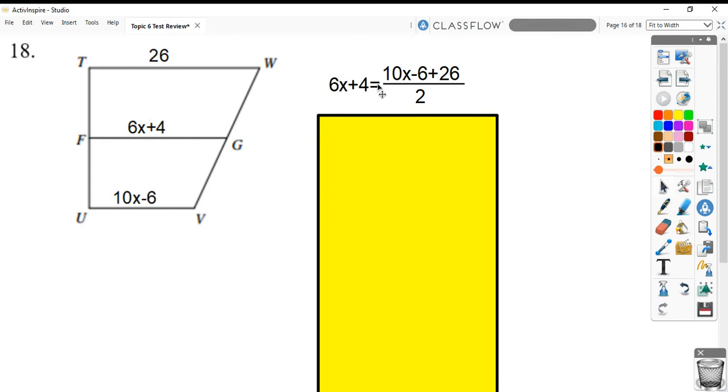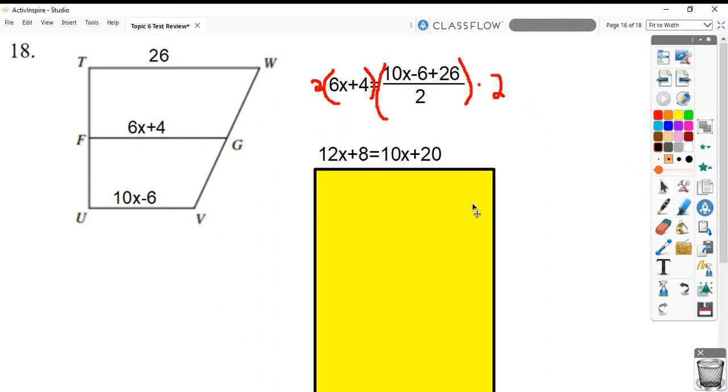Mid-segment equals base plus base divided by 2. All right, you multiply the whole entire thing times 2. Multiply it all times 2. You do that on both sides, and we end up like that. All right, it gets rid of the fraction and leaves everything else on top alone.